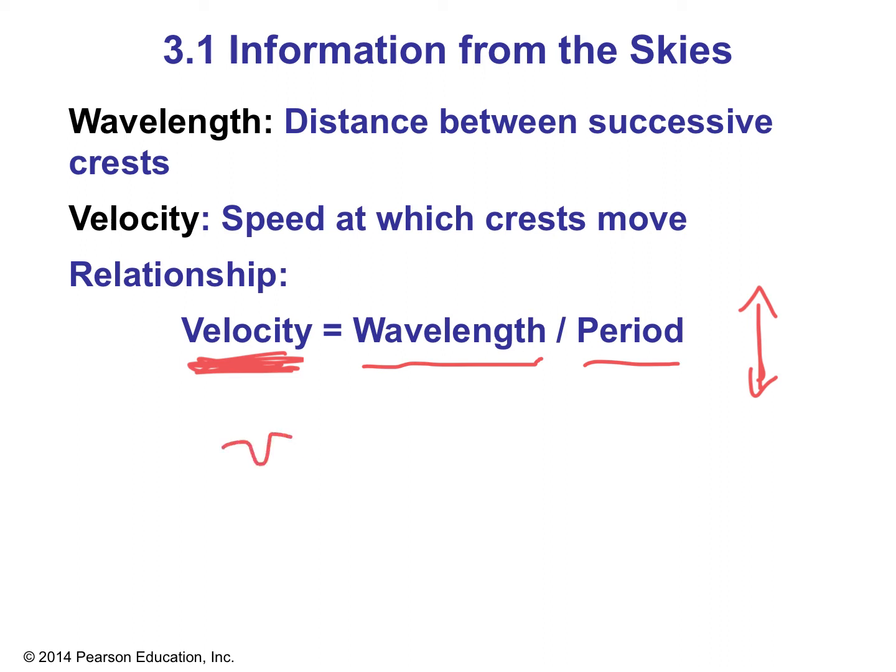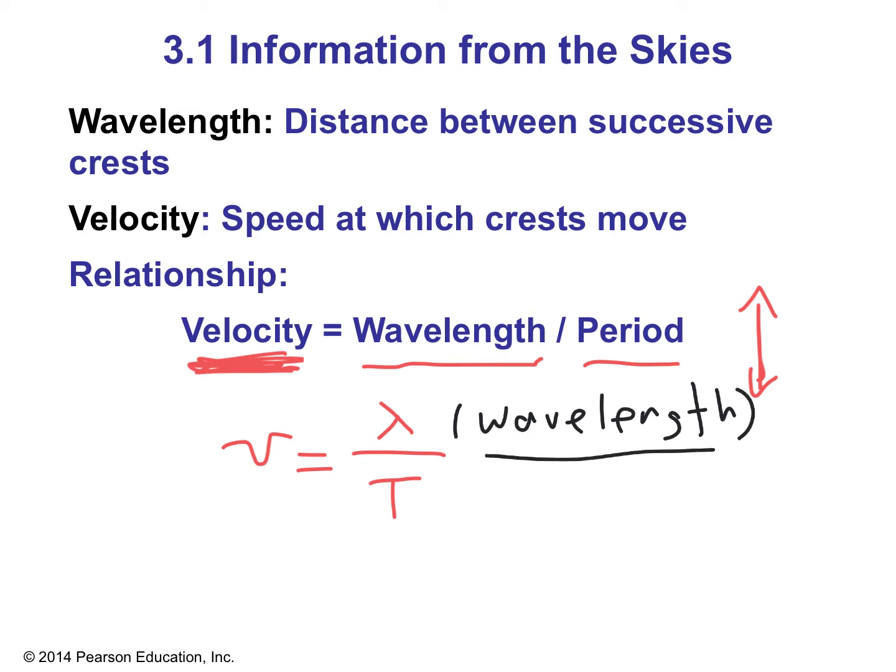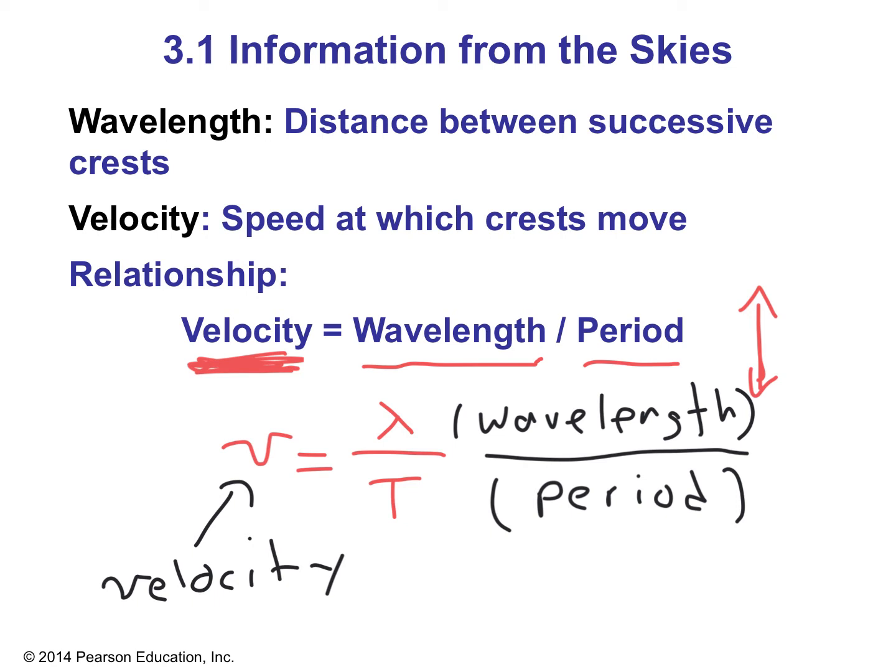So we can say the velocity is equal to the wavelength lambda divided by the period, which is again usually represented by capital T. And so we can say that this is the wavelength divided by the period of the wave. And what is that? That's the velocity. And that's how you calculate the velocity of the wave.